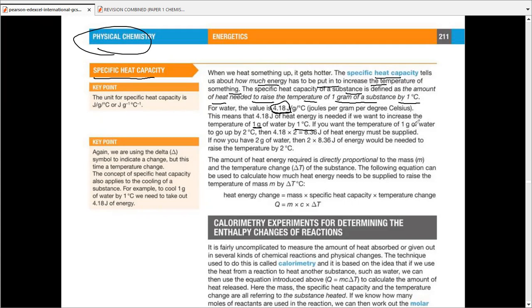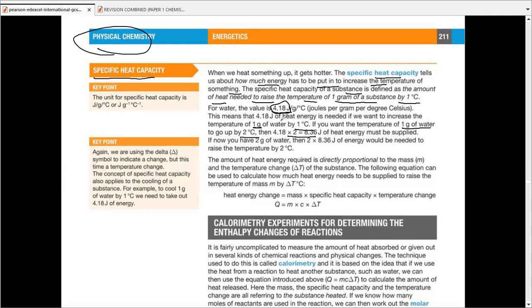Right? So what if we have to increase the temperature of 1 gram of water by 2 degrees centigrade? So it would be multiplied by 2. What if we have 2 grams of water? Then it would be multiplied by 2 again. So every time you have more amount of water, or more is the temperature that you want to raise it to, you would keep on multiplying it by 4.18 value, and you will get your answer.